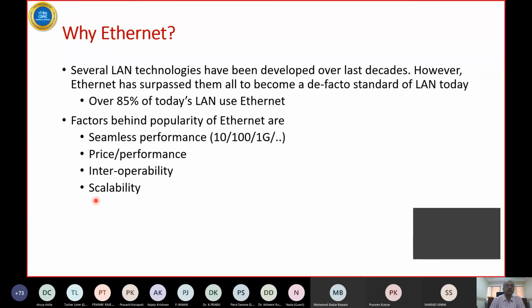So why Ethernet? Because there were ARCNET, Token Ring, so many of them that came. But this 85 is, I think, a very conservative estimate. I feel that it could be something like over 90 or 95%. Okay. So why is Ethernet popular? Because it started with 10 megabits per second. It graduated to 100, then 1G, 10G, 40G, 100G, and 200G is also there.